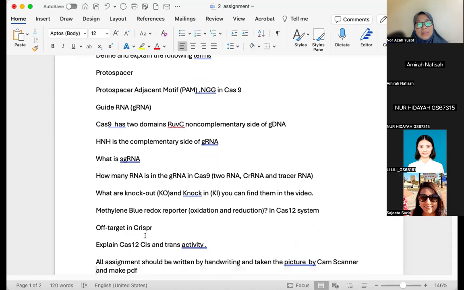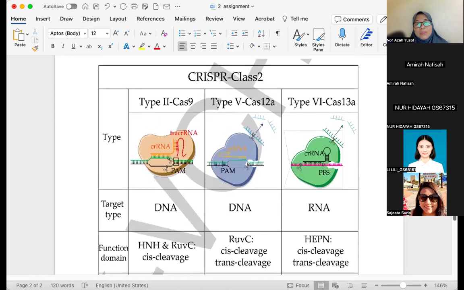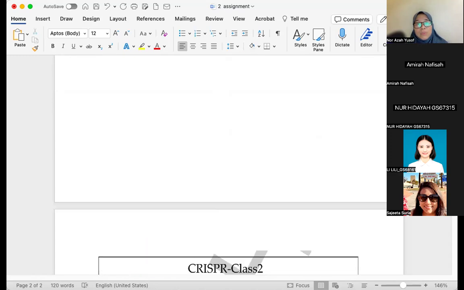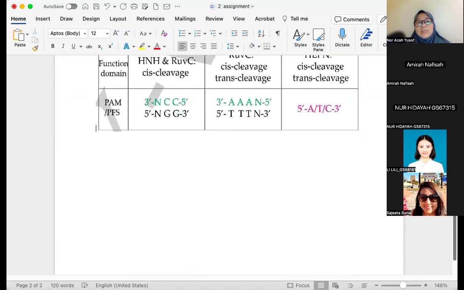off target. Okay, this is probably a bit difficult, which is the challenge one, for you to explain the difference between these three systems. Cas, the enzyme and the complex system that edits the gene, that cuts the gene, has three systems: Cas9, Cas12, and Cas13. So you have to explain a bit what the difference is between these three systems. Okay. Right, questions?